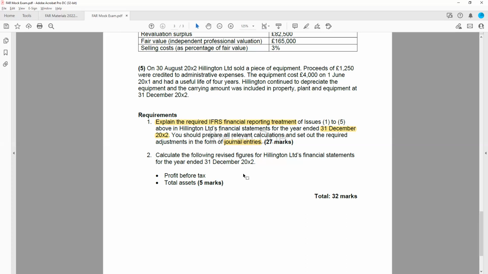Then: calculate the following revised figures for the company's financial statements for the year. So revised figures for profit before tax and total assets, and there are 5 marks for this. So you could think about your time allocation here. Certainly for the question as a whole, we could work out how long we're going to spend on it by taking our minutes per mark and multiplying it by the number of marks.